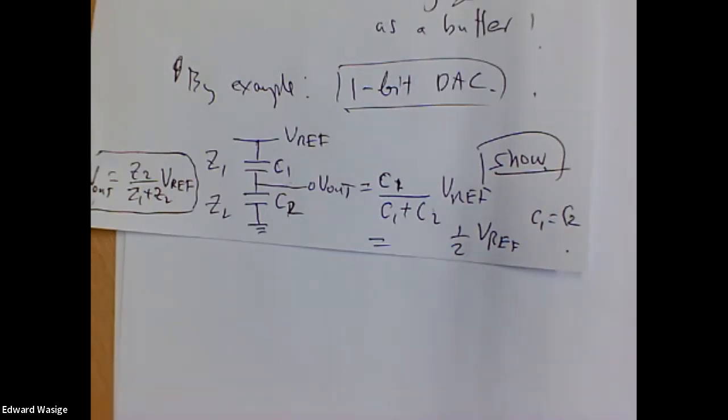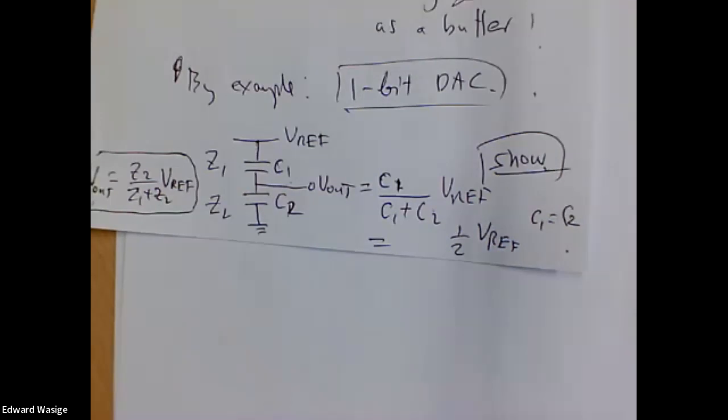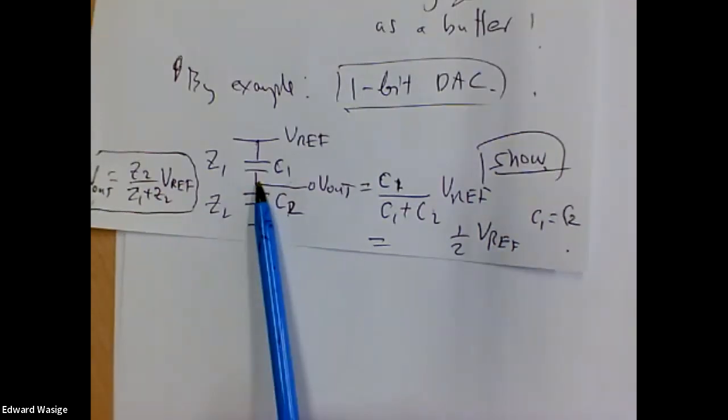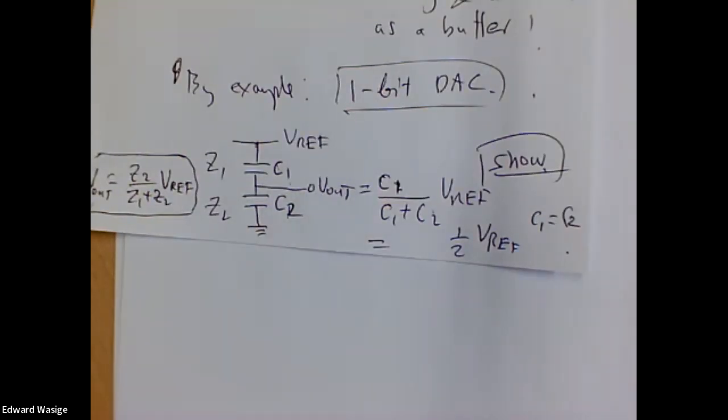So we need to introduce B1 to control the output. Of course, if B1 is 0, output should be 0. And if B1 is 1, output should be equal to half Vref. So we need to introduce B1 to that, and then we'll get Vout that gives us the right value.